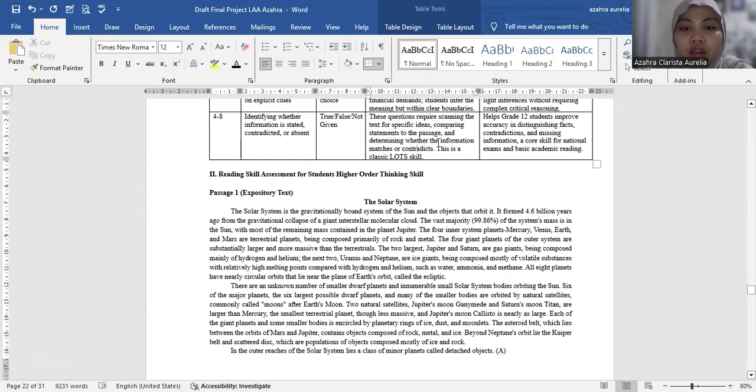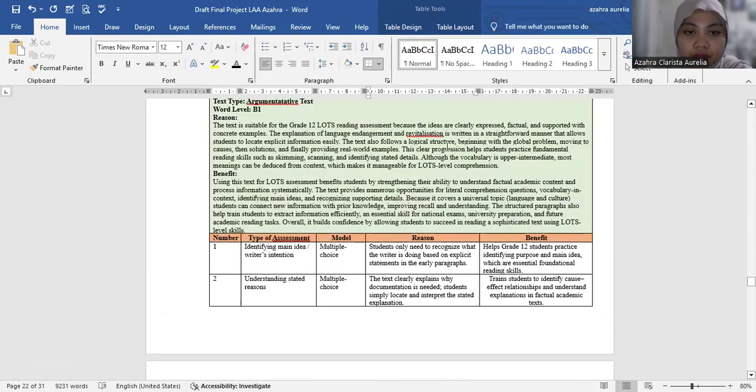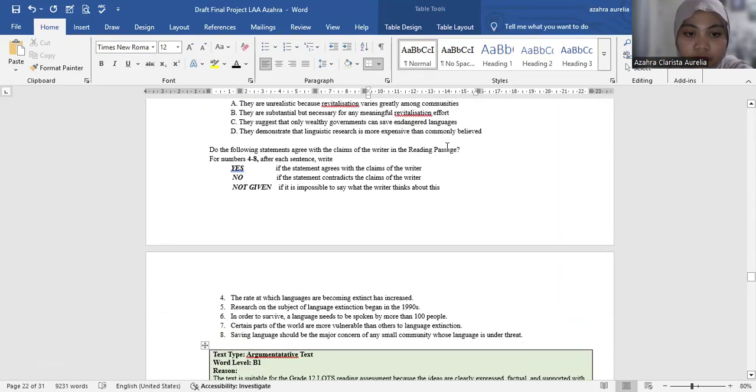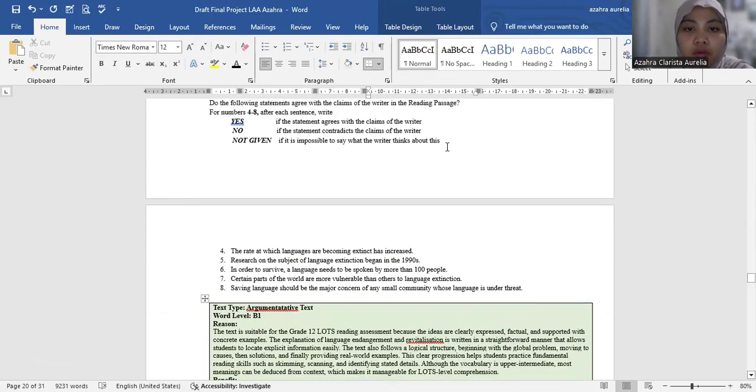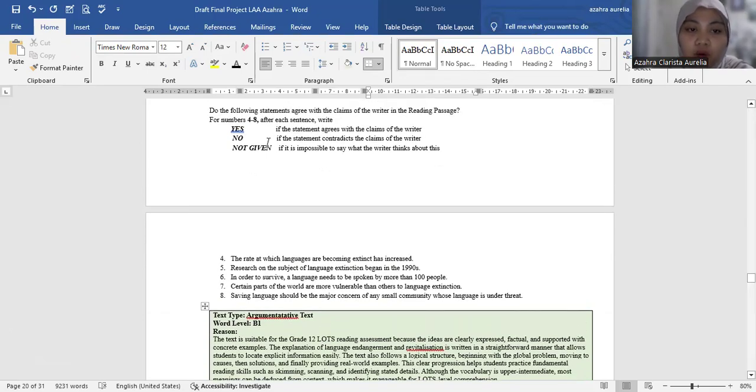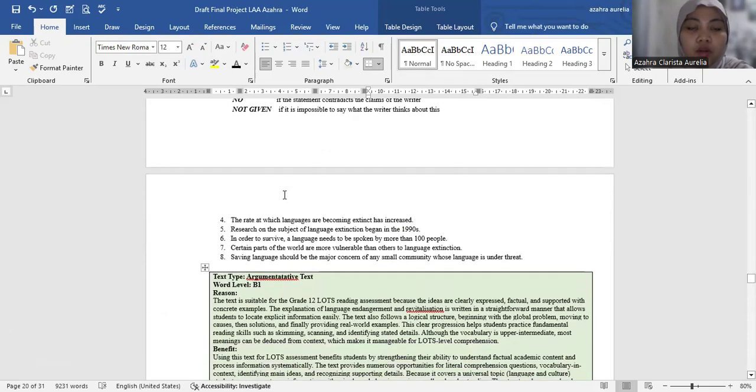This is a classic low-order skill, and it will help grade 12 students improve accuracy in distinguishing facts, contradiction, and missing information. That is a core skill for national exams and basic academic reading. So they not only have to identify yes or no, but also not given.